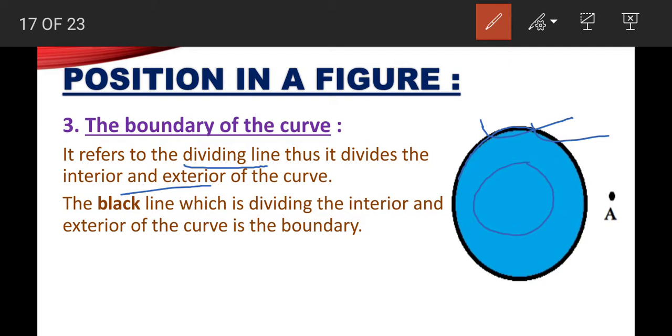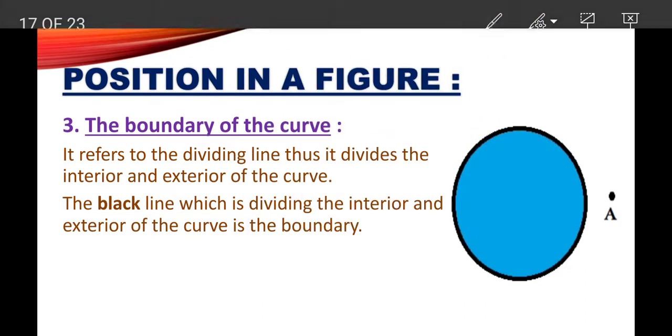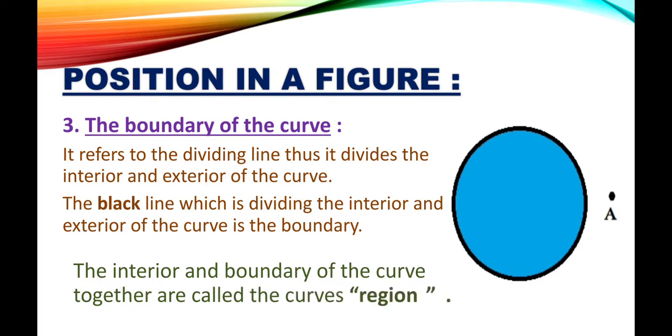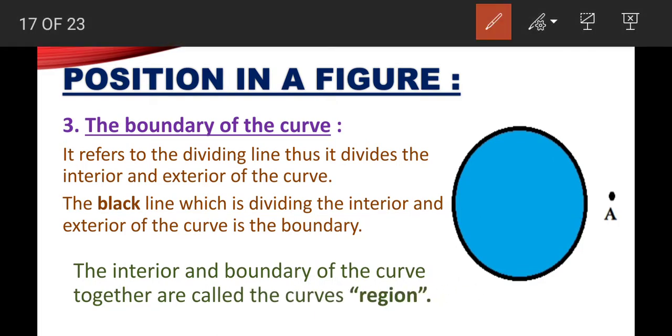Exterior means the outer part of the curve. Whatever is present in the outer part of the curve is known as the exterior of the curve. Now come to region. What is a region? The interior and boundary of the curve together are called the region.